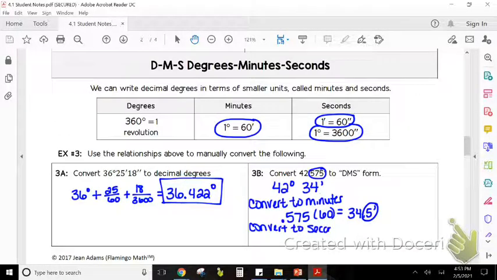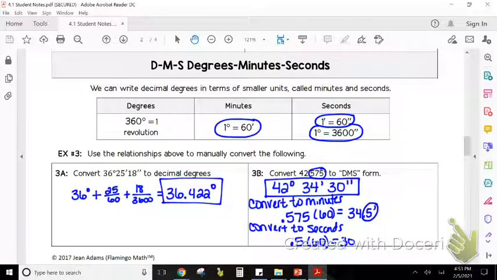So you're going to take that decimal, that 0.5, and you're going from minutes to seconds, so just multiply it times the 60, and that'll give you your number of seconds. And so 42.575 degrees is equivalent to 42 degrees, 34 minutes, and 30 seconds.